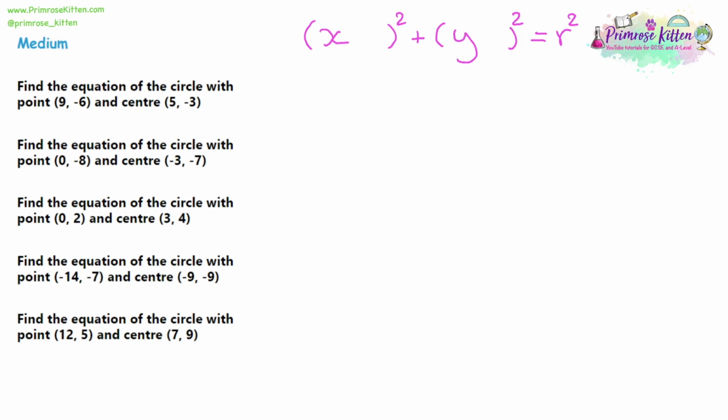So if it's just x squared and y squared, the centre will be at 0, 0. But you can have changes to the x's and y's. So the plus a represents changes on the x-axis. So if you add 5, then the centre will be at -5. If you take away 9, the centre will be at +9. So it's the opposite way around from what you'd expect.